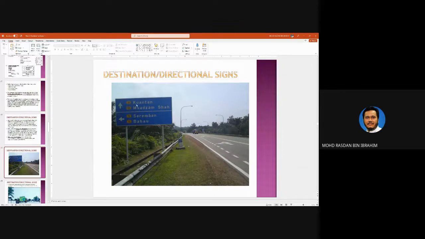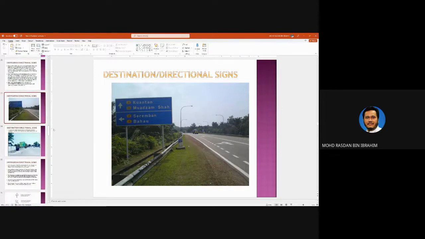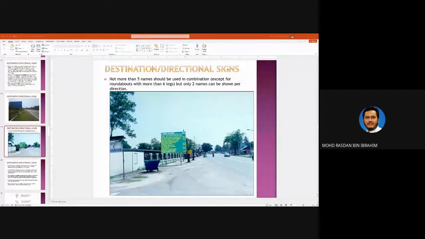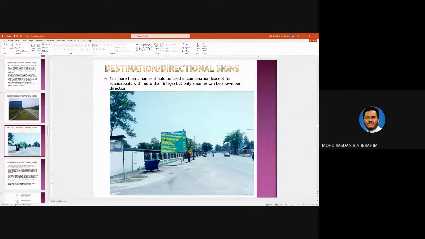This is the straight one going, which is the nearest, and this is the next important town. You cannot use more than 5 in combination. So this is the problem. This is completely illegal, right? But I'm not sure. Normally, this type of sign is erected by municipal councils. So it creates lots of confusion. Not only is the size small, but how many lines are here? 10, 15 lines of information.